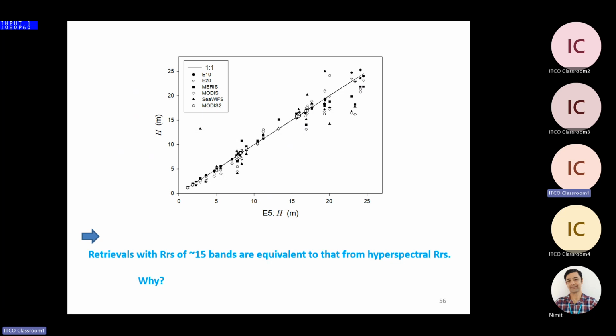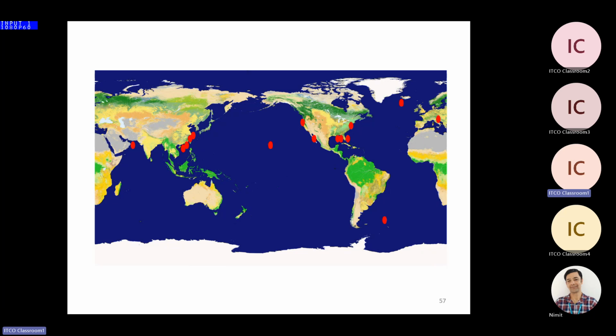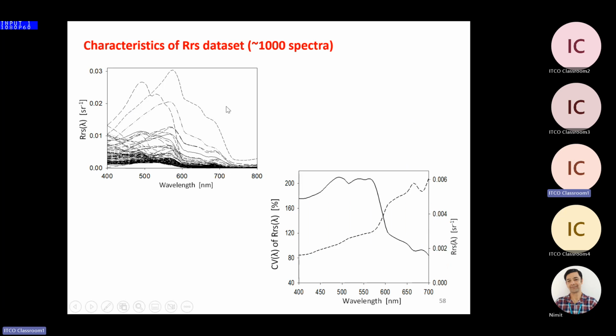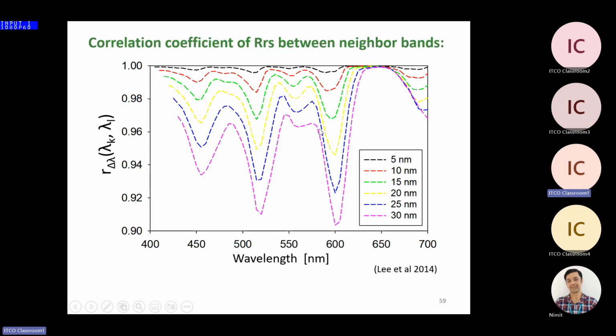That's kind of mind-boggling. Actually, it's not. So we look at this with data measured globally, oceanic waters and coastal waters. We get about 1,000 remote sensing reflectance spectra, where this shows the wide dynamic range of these measurements. Then we look at the correlation of different bands across the spectrum. What this figure shows, the top black, is the correlation of, say, every 5 nanometer: 400 versus 405, 405 versus 410, 410 versus 415, and on.